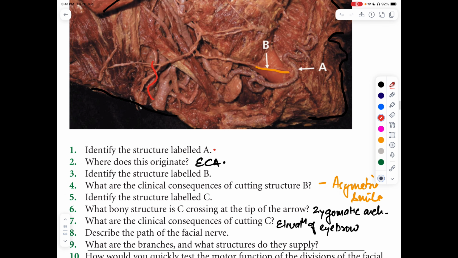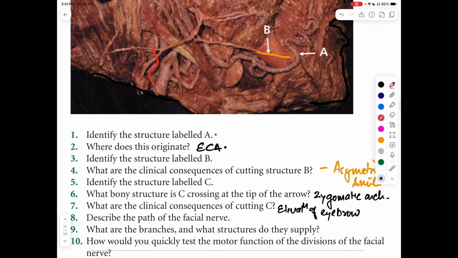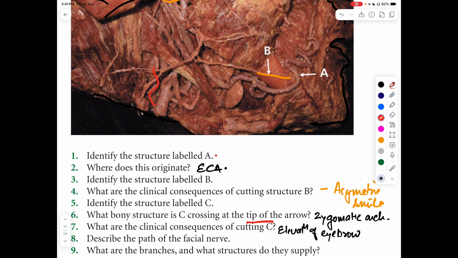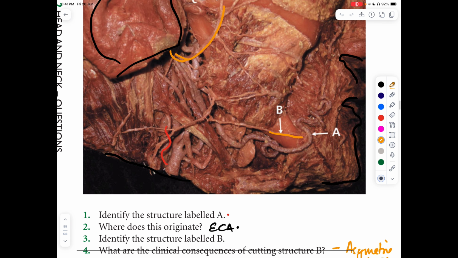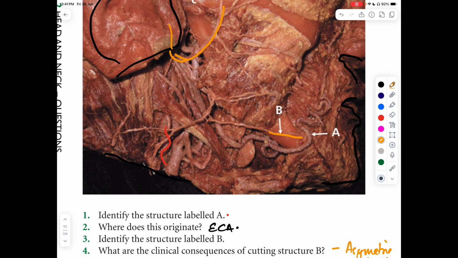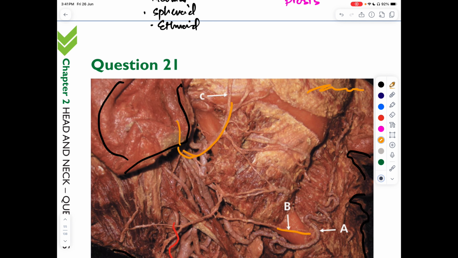So the tip of the bony structure is crossing the tip of the arrow. What is the clinical consequence? Elevation of the eyebrow is difficult. So the facial nerve, you see the facial nerve from the pons and medulla, it comes from inside. So this is the stylomastoid and all that, and then it goes like this.